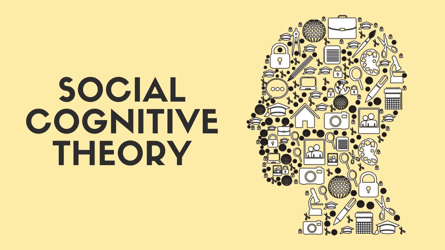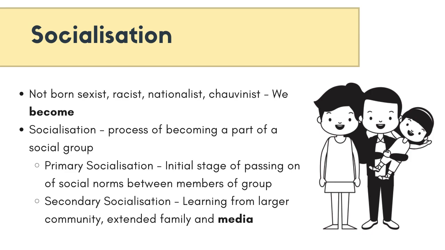It is also a good place to start because it gives us one explanation of how we become who we are. Popov, in his book, states that we are not born sexist, racist, nationalist, or chauvinist, but rather we become these things over time. And this becoming happens through processes of socialization and learning.